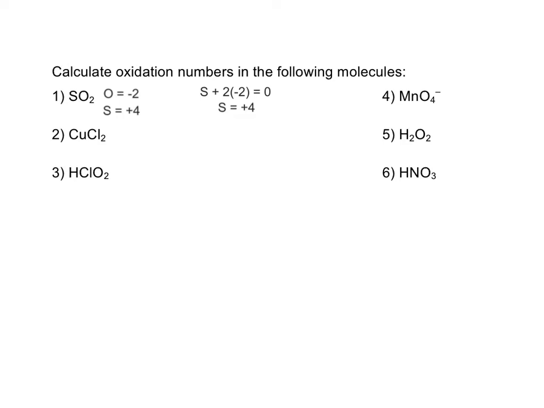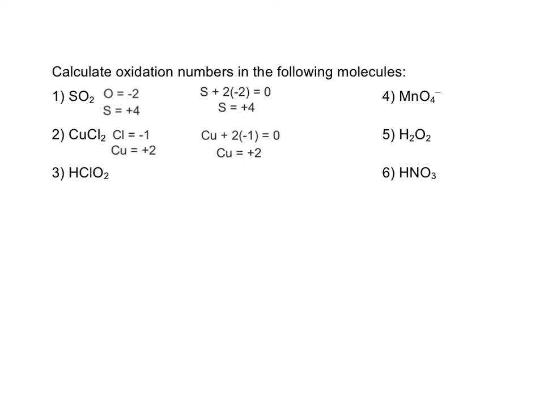All right, and for the second one, we have copper and we have chloride. So chloride would be in group 7A, so we would assign that one first because we don't have any rules for copper. So if we know that chloride has to be -1, we have 2 of those. The total has to be 0, so we know that copper has to be +2. Right, for the third one, we have HClO2.